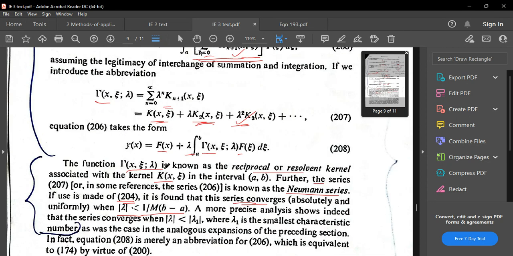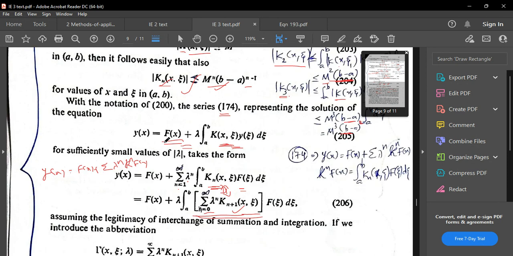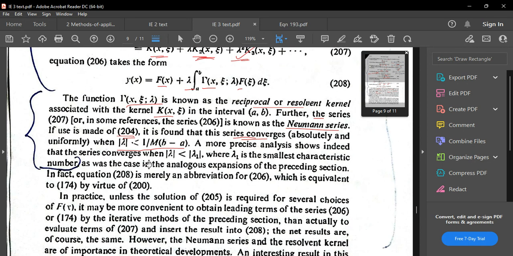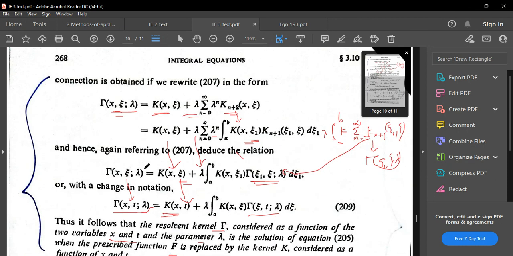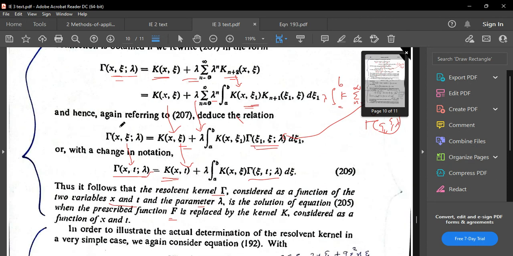We will go to our fundamental integral equation, that is y of x is equal to capital F of x plus lambda capital K into y of x. We can replace gamma in place of this y. What we will get is that the formal equation, y of x, is equal to capital F of x plus lambda integral capital K into y. This was our old integral equation.